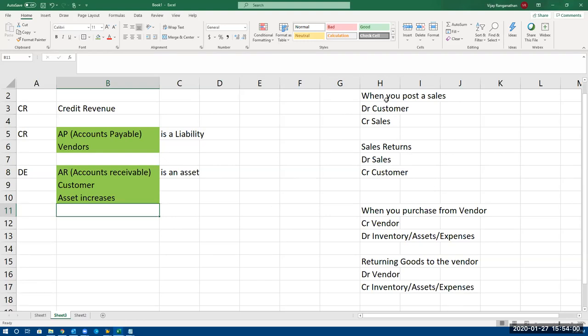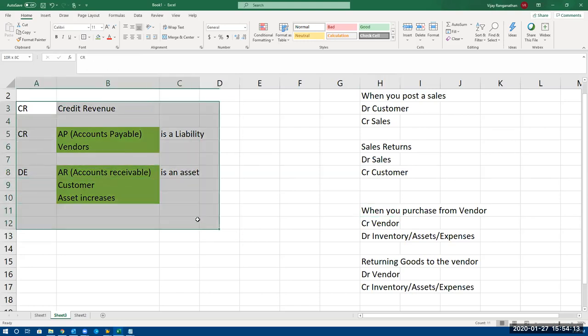So far clear? Yes, Jay. Monsi? Yes. Okay, so this is all you should remember. The rest you can derive in any accounting entry.